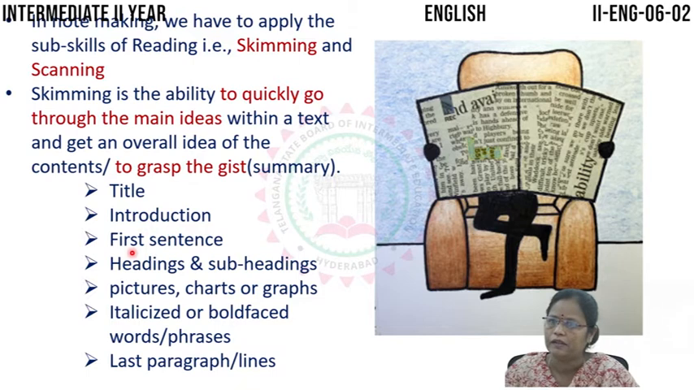When you look at a lesson, what you see is the title of the lesson, its introduction, the first sentence, headings and subheadings, the pictures or charts given, any bold faced or italicized words or phrases, and the last paragraph. All these come under skimming. That is, to quickly go through the main ideas actually present in the given passage or lesson or book. That is called skimming.